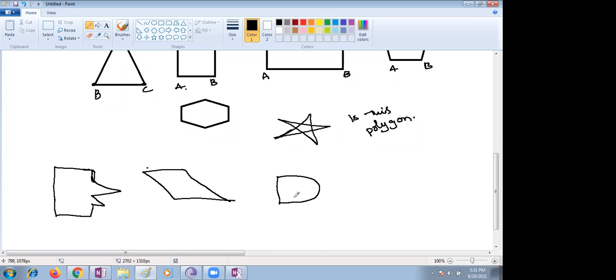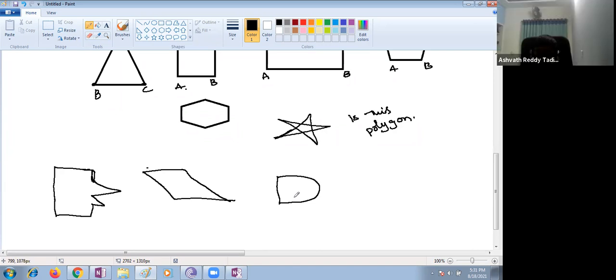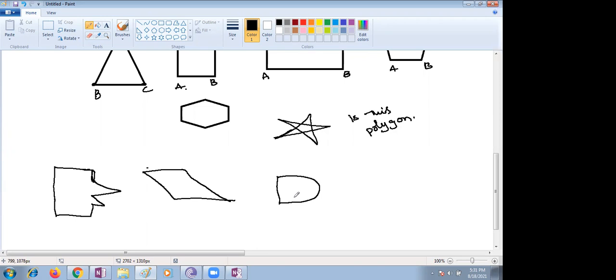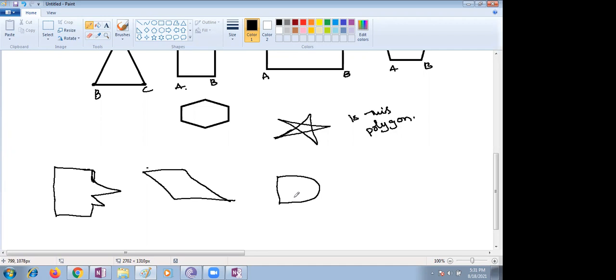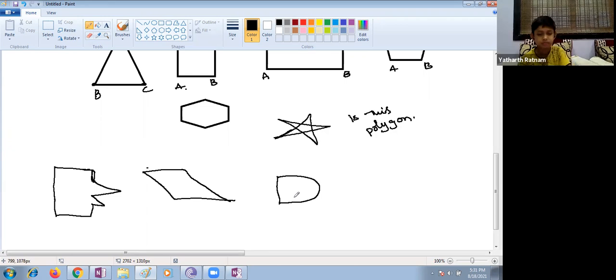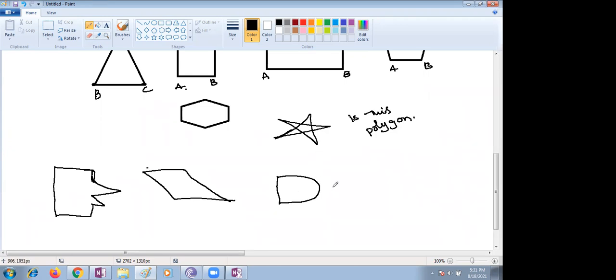Is this a polygon, children? No, ma'am. Jaydeep said no. Why? Because it has a curve. It has a curved region, right? So you have to say this is not a polygon. Not a polygon. Next, yes, it is a polygon.